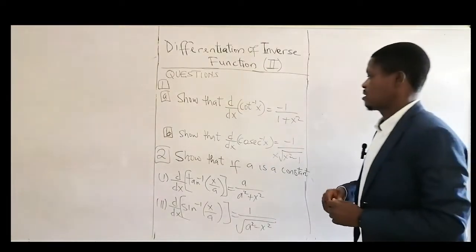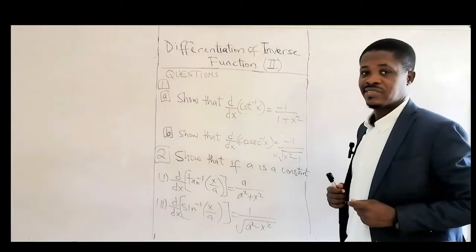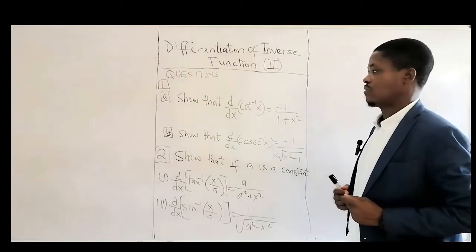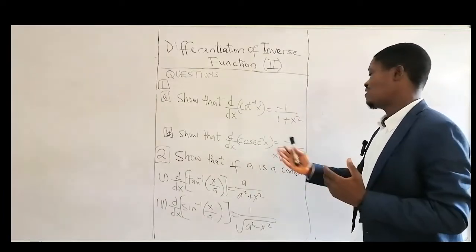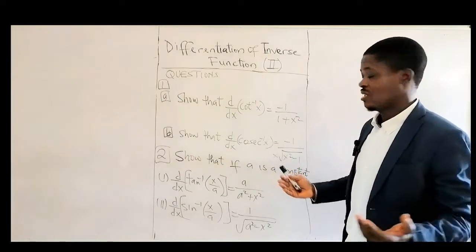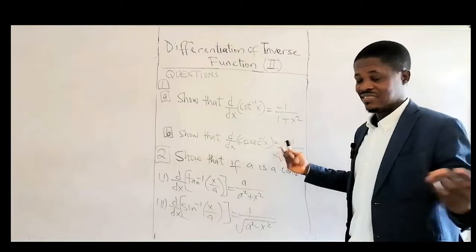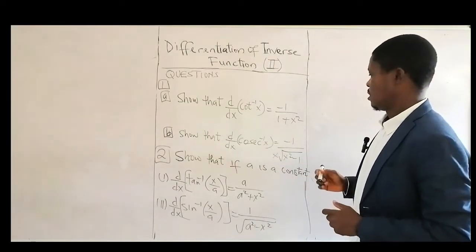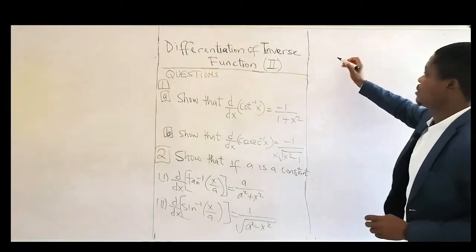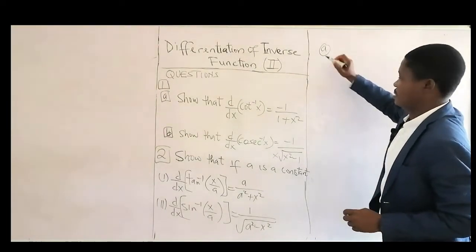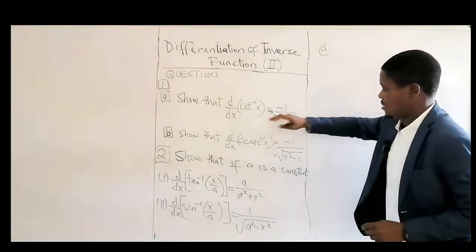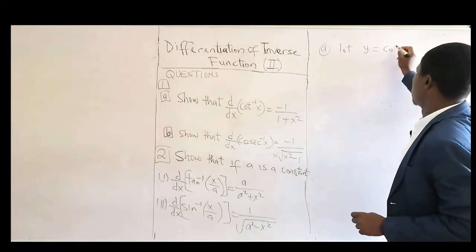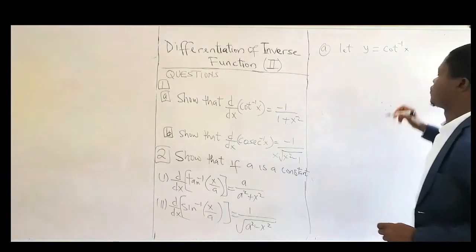We have to show that the derivative of inverse cot x is this, and in part B, we have to show that the derivative of inverse cosec, which we call CSC x, is minus this. Straight to the solution. Number one, A part. Let's call this one y. Let y be equal to inverse cot x.